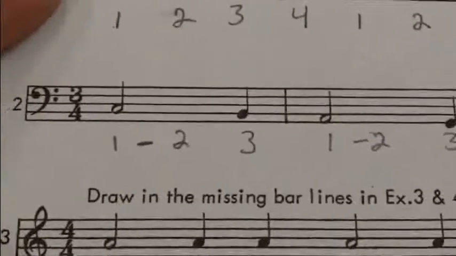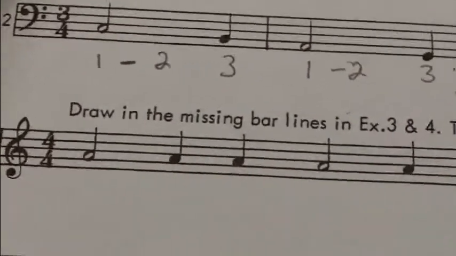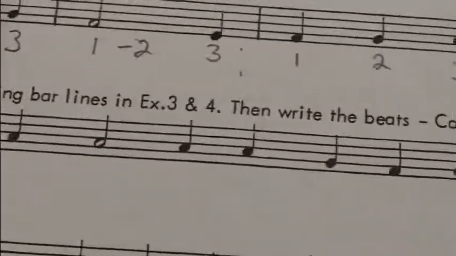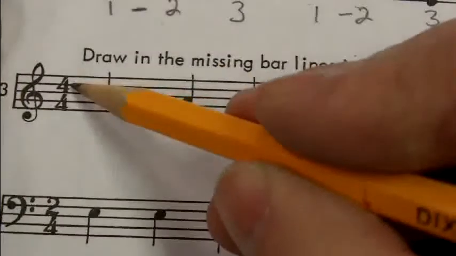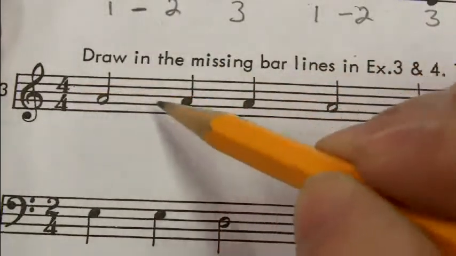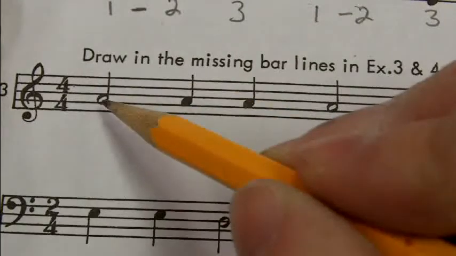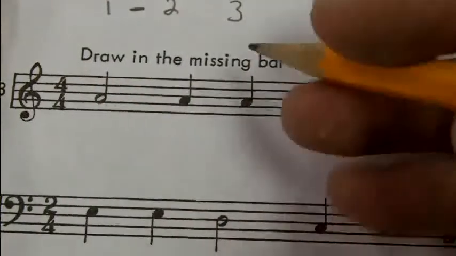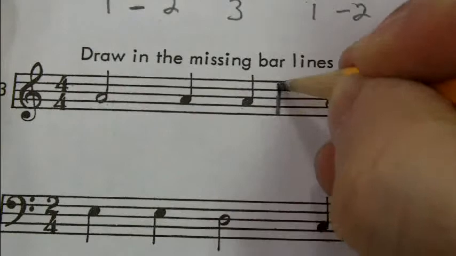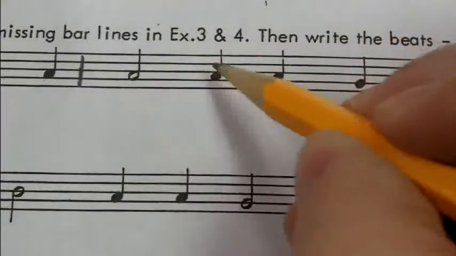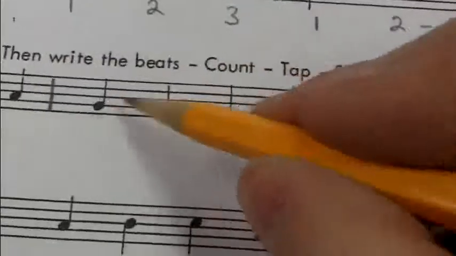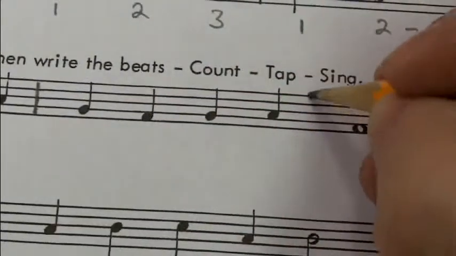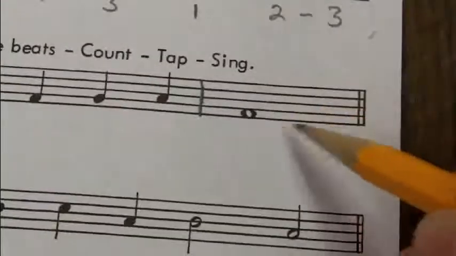Then number 3 says draw in the missing bar lines in examples 3 and 4. Then write the beats. Count, tap, and sing. So we're going to draw in the missing bar lines. We know that this is 4 beats per measure, so our measures have to equal 4 beats. There's 2 of them, 3 and 4. Put a bar line there. There's 2, 3 and 4. 1, 2, 3, and 4. And then that whole note equals 4 beats.